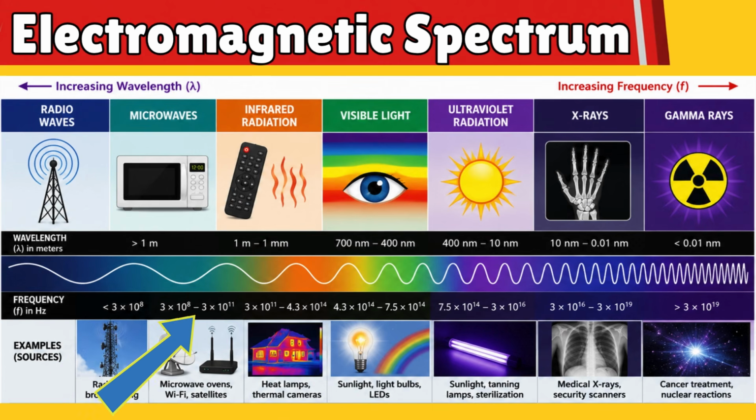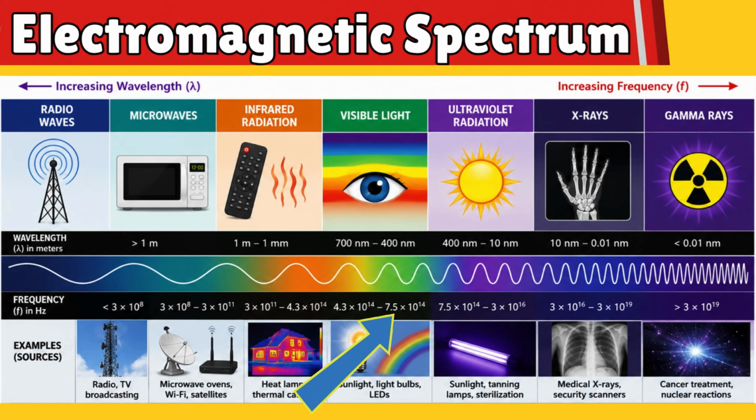And for microwave, the frequency is 3 times 10 raised to 8 to 3 times 10 raised to 11. That exponent, 8 and 11, those indicate the number of zeros. So it means that it has very, very high frequency. And then for infrared radiation, the frequency is 3 times 10 raised to 11 to 4.3 times 10 raised to 14. So as we continue to gamma rays, the frequency increases.